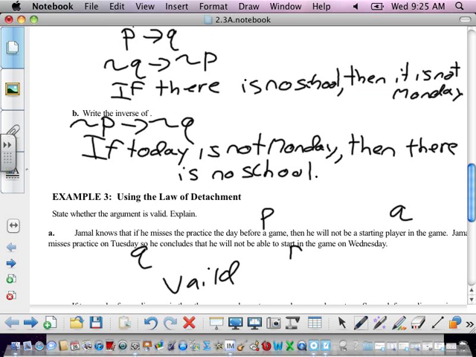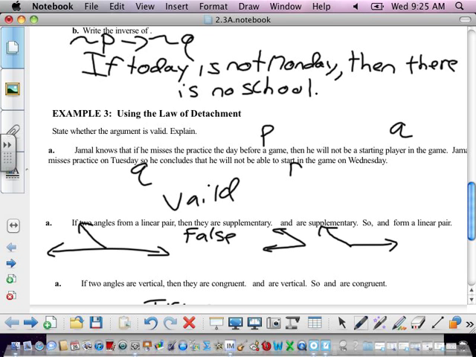Let's read B. If two angles form a linear pair, then they are supplementary. A and B are supplementary, so they form a linear pair. Valid or invalid? So if I've got these two angles right here, you're saying they form a linear pair. They add up to 180, but do they form a linear pair? No. What does a linear pair have to have? They have to be adjacent. Very nice, Sam. So that's why it is an invalid or a false statement.